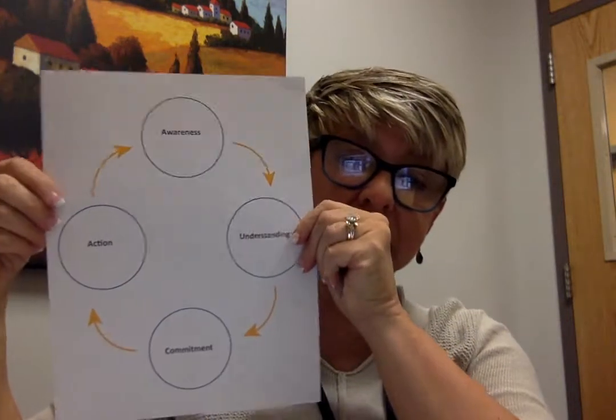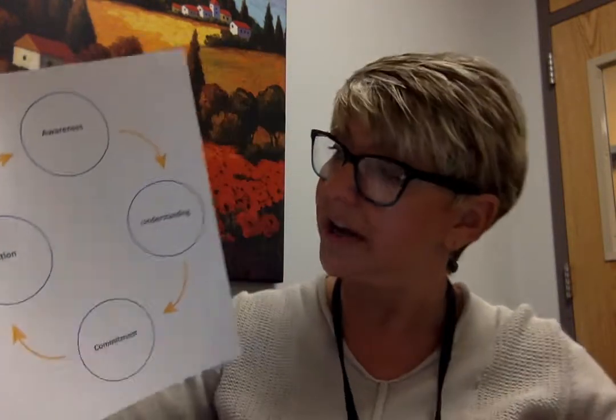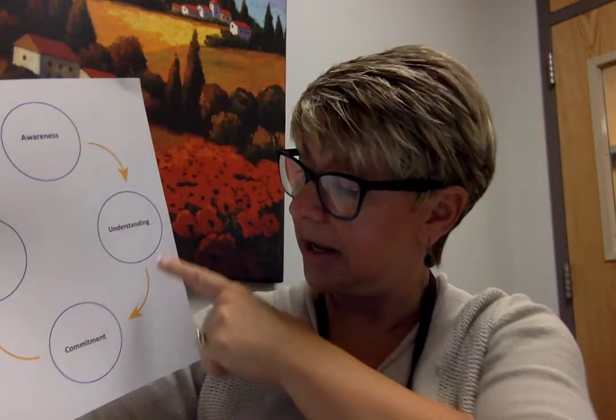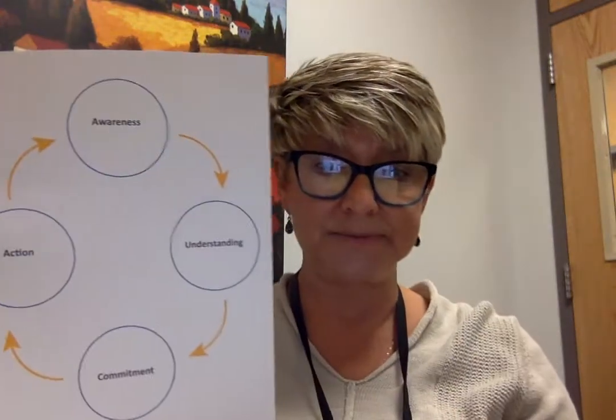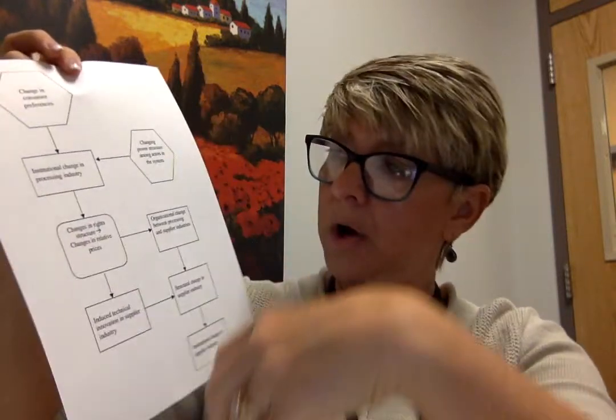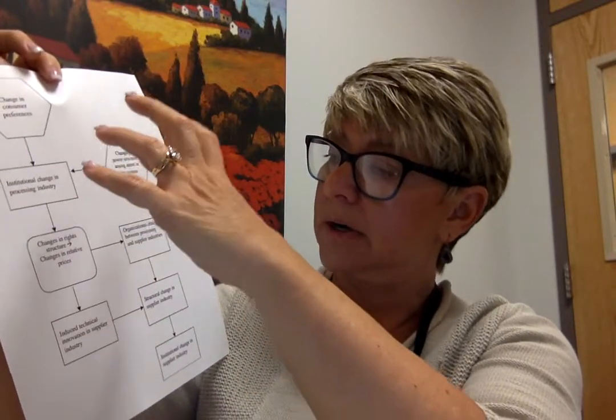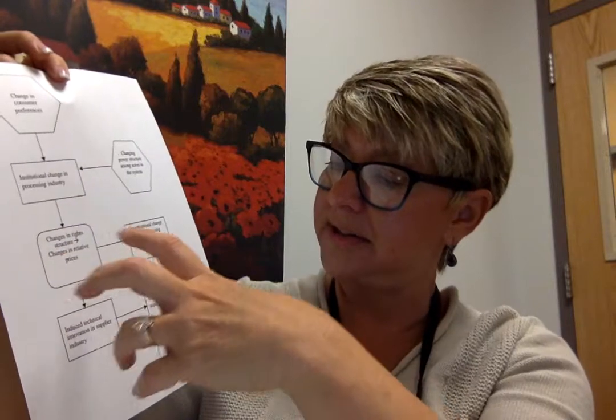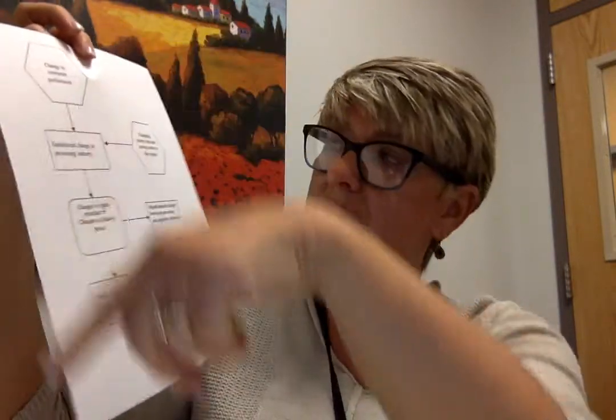And sometimes my students get stuck on this. So I wanted to show you some examples of conceptual models, okay? Here is a very simple one about change: awareness, understanding, commitment, and action. It's a very simple model. Here is more of a flowchart model. I just want to show you where there's a change in consumer preferences, and it shows how the manufacturer and the processor change and come up with a new product to meet consumer preferences, but it's more of a flow chart.